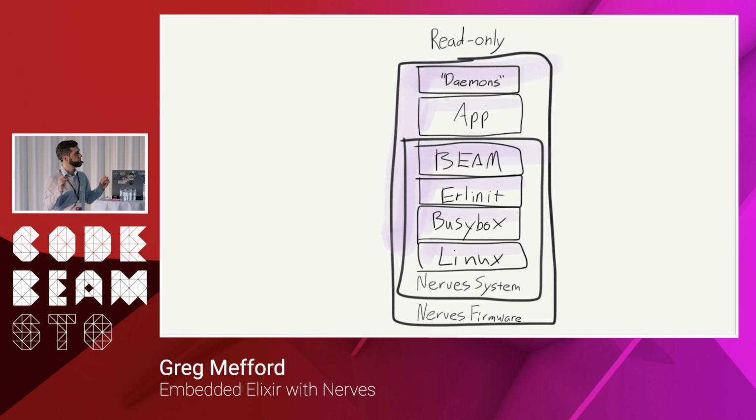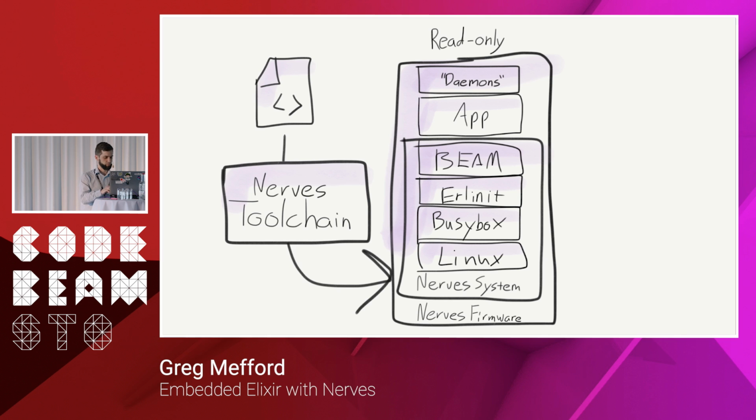And then I have "daemons" in quotes here because you can include other binaries that you want to run that are not there in the normal Nerves system that the official team maintains. But you would need to start them from your app. They wouldn't be started by an init process, because erlinit replaces systemd, so there is no init process other than just a little C program that starts the BEAM.